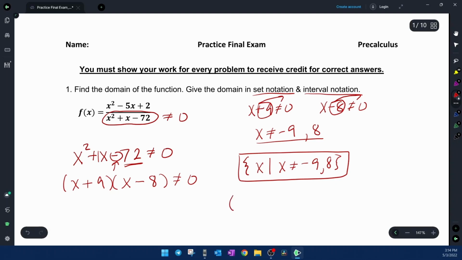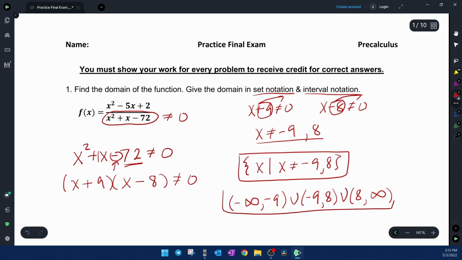Here the domain is everything from negative infinity to infinity, excluding negative 9. But including all of the values from negative 9 up to 8, excluding 8 and to infinity. So that's the way the domain would look in interval notation, and that does it for question number 1.